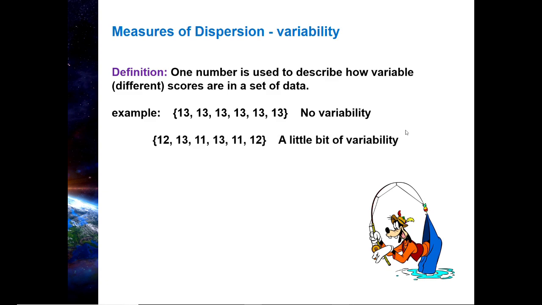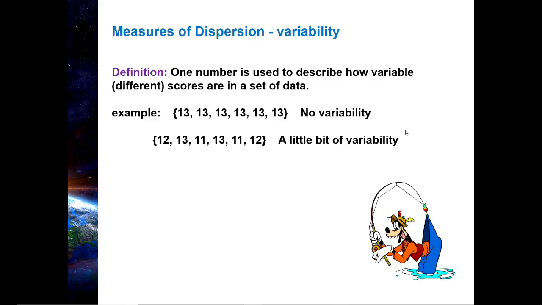What if we had 12, 13, 11, 13, 11, 12? Now we're beginning to see a little bit of variability here. Not a lot, not a ton of variability, but there's some. So if we wanted to come up with one number to describe variability in this data set, it shouldn't be 0, because there's some variability. But the number should be a pretty small number and positive, because what would it mean to have negative variability? That doesn't make any sense. So it would be a positive, very small number, and that indicates just a little bit of variability.